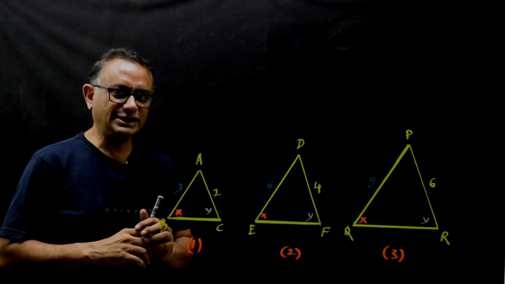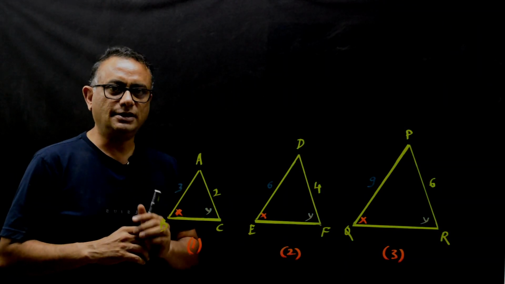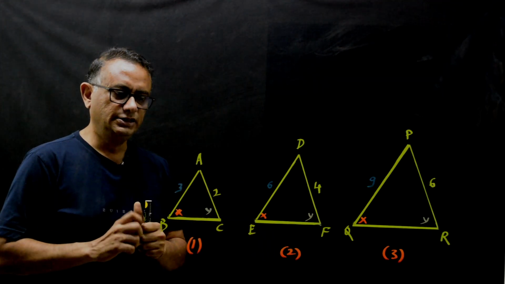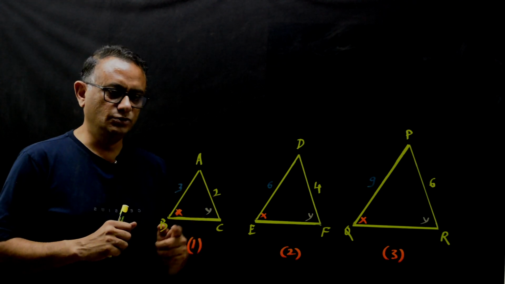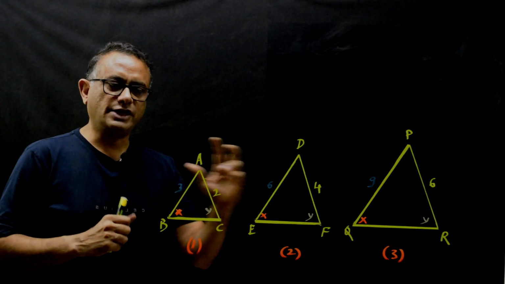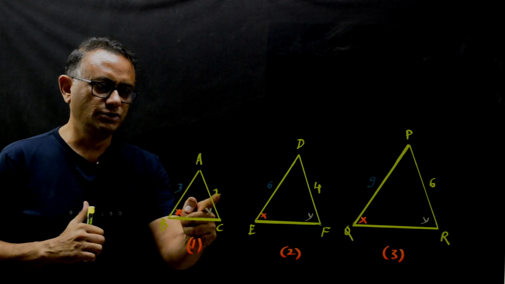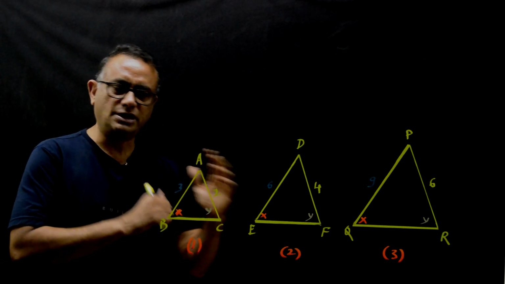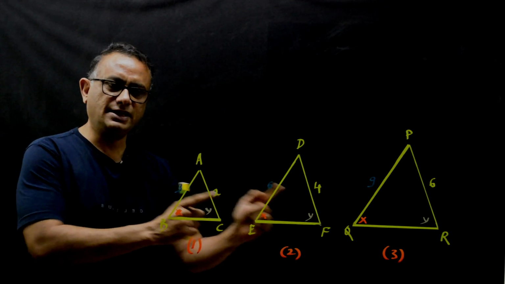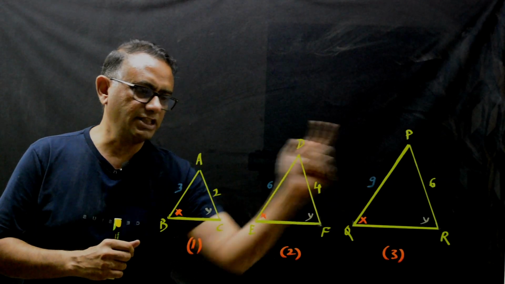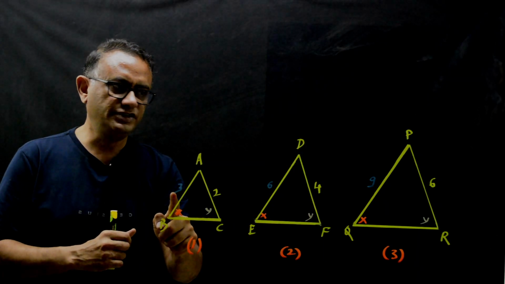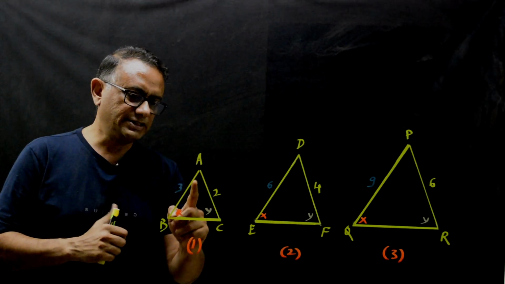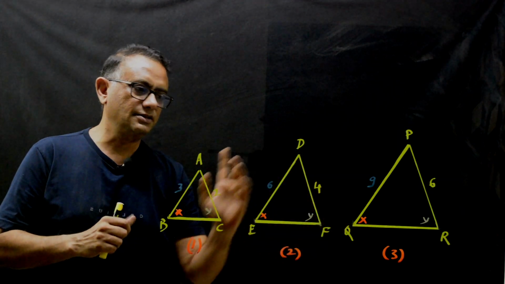A small clarification needs to be done when we are discussing similarity. Please pay attention. We have taken three triangles here, and if you see triangle 1 and triangle 2, triangle 2 is double of triangle 1. So this side is 2, now it has become 4. This side was 3, now it has become 6. So it has become double. If you compare triangle 1 and triangle 3, this is 2, this has become 6, and correspondingly, if this is 3, this has become 9. And through a similarity, we can say that triangle 1, triangle 2, and triangle 3, all of them are similar.